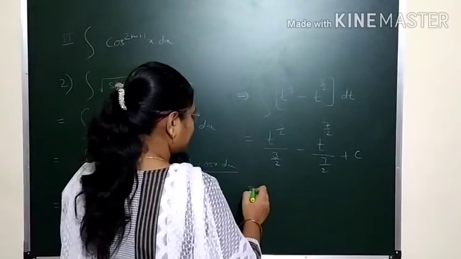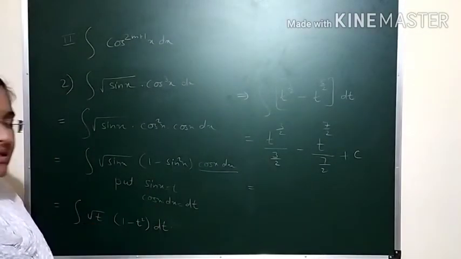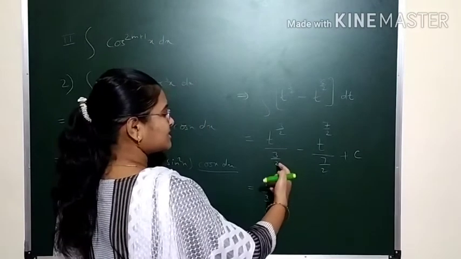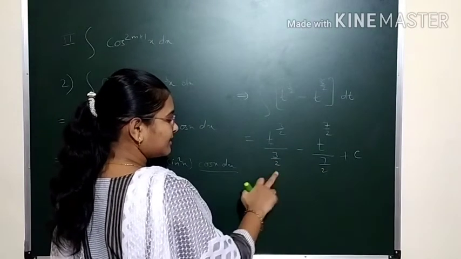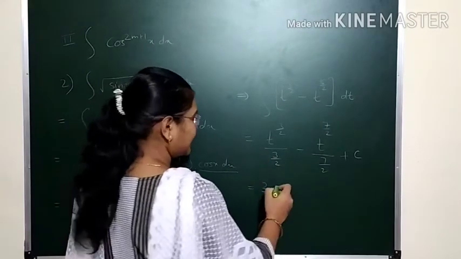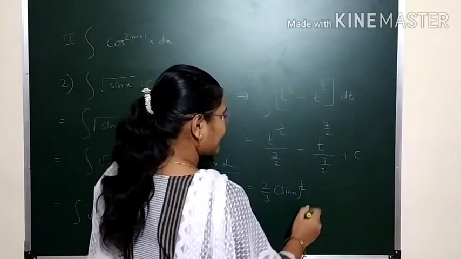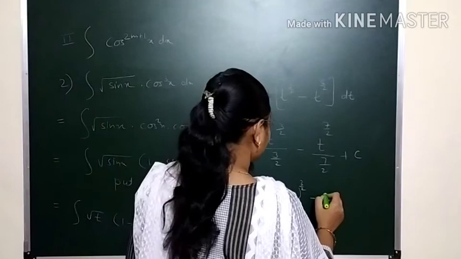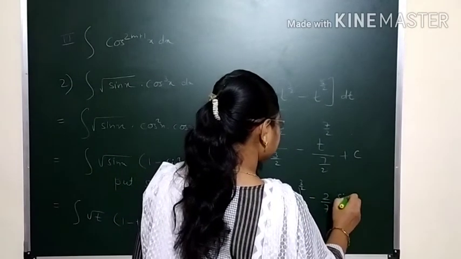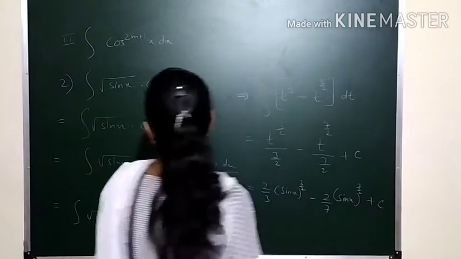After we substitute the value of t, which is sin x, we can write 2 by 3, the denominator becomes the numerator, and the denominator 3 stays as it is. So it is 2 by 3 into sin x raised to 3 by 2 minus 2 by 7 into sin x raised to 7 by 2 plus the constant of integration.